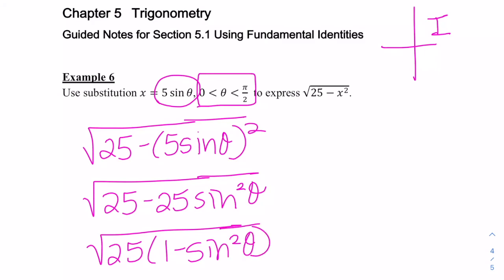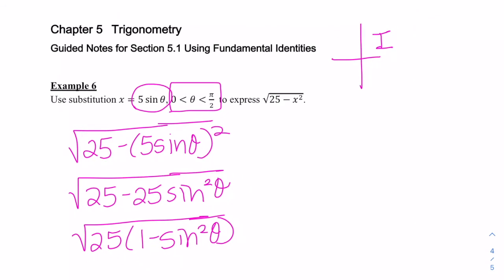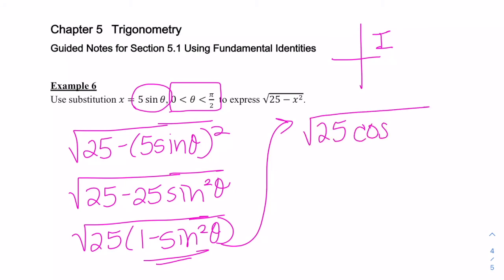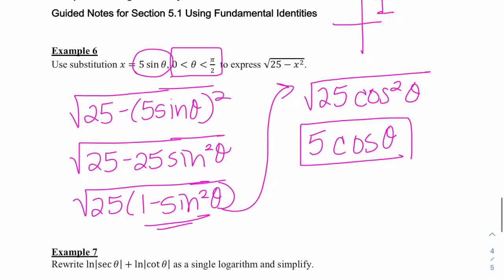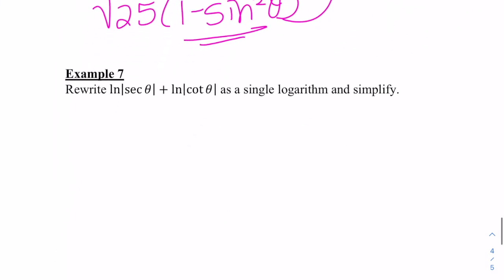So before I take the square root, I'm going to make sure that I simplify and substitute first 1 minus sine squared. So we know that 1 minus sine squared is cosine squared. And when we take the square root, when we simplify that, it's just a positive value. So we're going to have 5 times the cosine of theta. And that makes sense because it had to be in the first quadrant. So simplifying this, remember you don't get plus or minus unless you're solving. Okay, let's look at the last example.